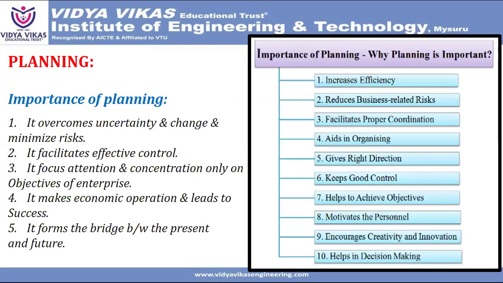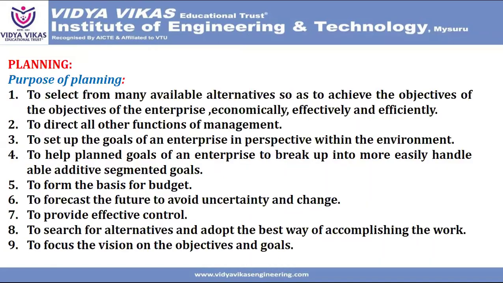Now the importance of planning: it overcomes uncertainty and change and minimizes risk. What is an example for this? If COVID or any virus comes, or any emergency occurs, our planning should overcome any uncertainties, changes, or risks. It facilitates effective control. It focuses attention and concentration only on the objectives of the enterprise. It makes economic operation and leads to success. It forms the bridge between the present and the future of the organization.